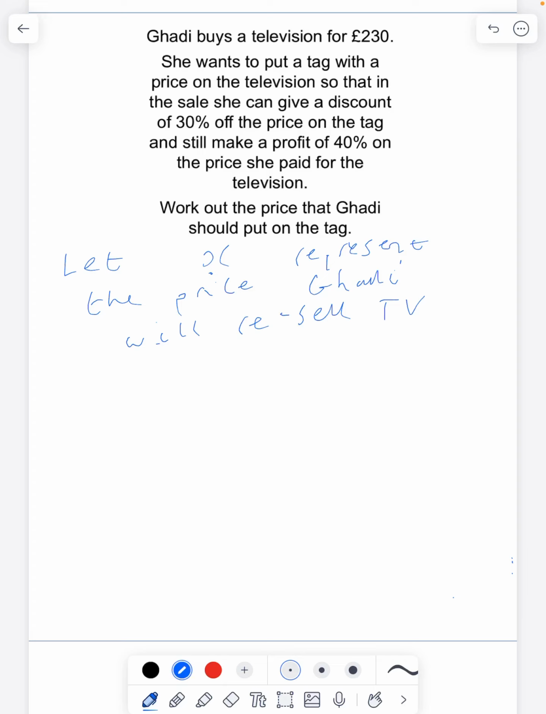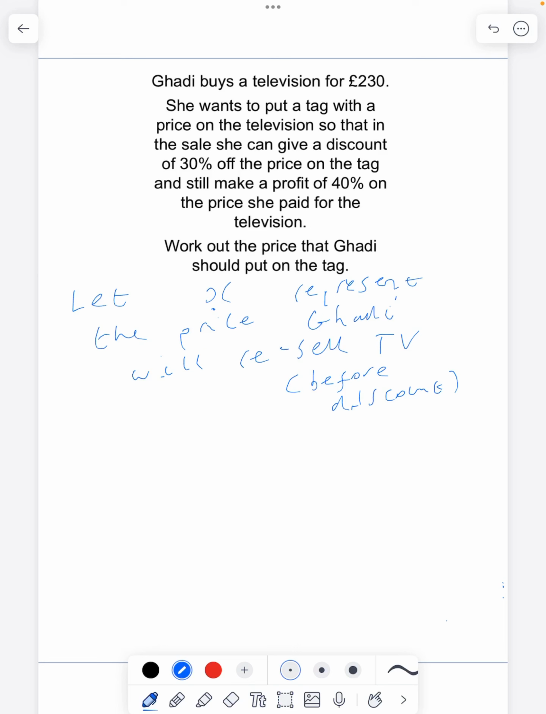So if X is that price that Gaddy's going to resell the TV for before the discount, then X times 0.7 should be equal to 1.4 times 230. So where does this equation come from?